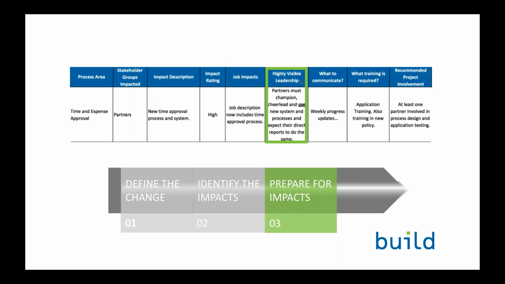The second is highly visible leadership, or activating leadership. It's really important that partners at Build champion, cheerlead, and use this new system and processes, and expect their direct reports and the rest of the organization to do the same.